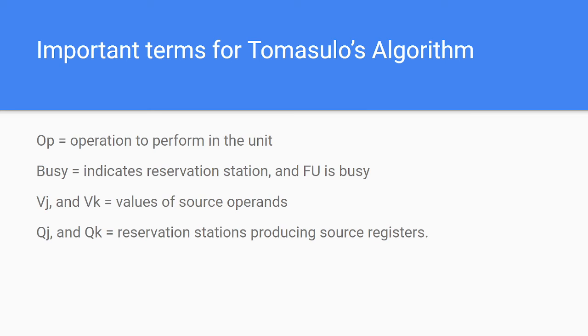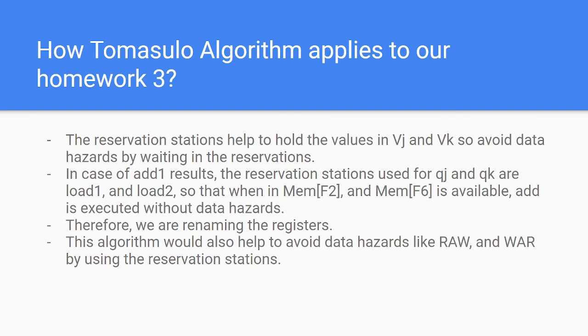The important terms for Tomasulo's algorithm are OP, which stands for the operation to perform in the unit. Busy indicates the reservation station and FU are busy. VJ and VK are the values of source operands. QJ and QK are the reservation stations producing source registers.